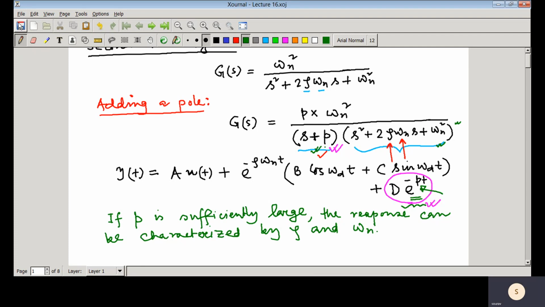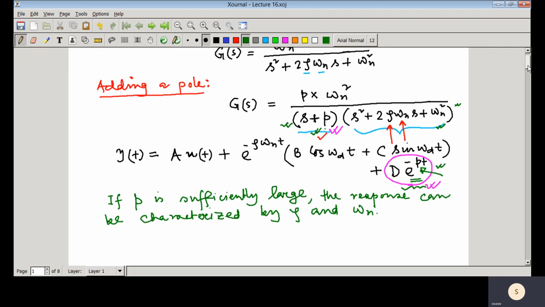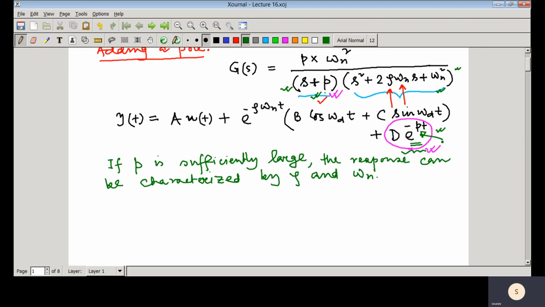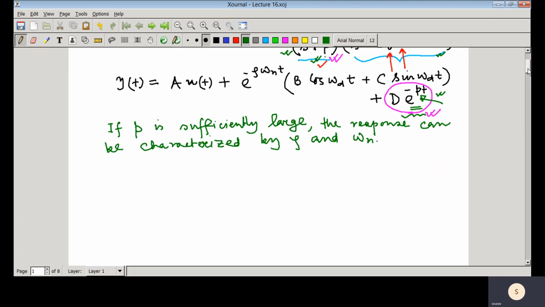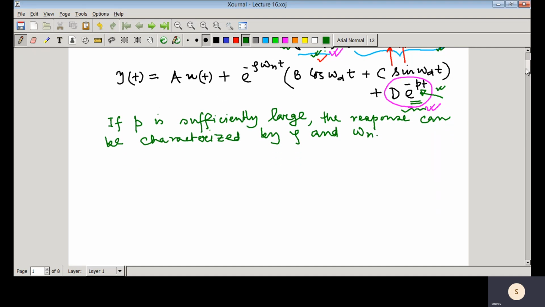So here we have seen that we have the second order transfer function in normalized form, and when we introduce a pole, due to that pole this extra term appears in the time response, and if we make p large, then the effect of the introduced pole would be negligible. So let us see in the pole zero map what we have discussed now. Here we are considering say 3 cases.